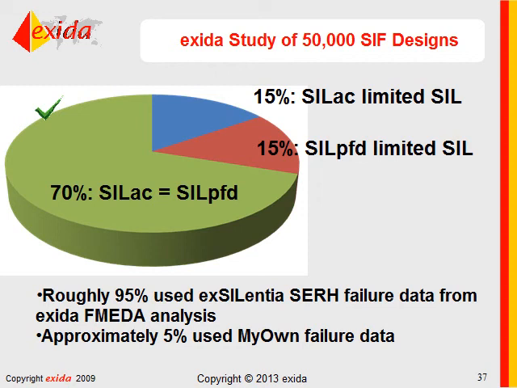Interestingly enough, 70% of the time, the SIL level was limited equally by the architecture constraint and the PFD average calculation. So 70% of the time, these two barriers gave us the same SIL limitation.